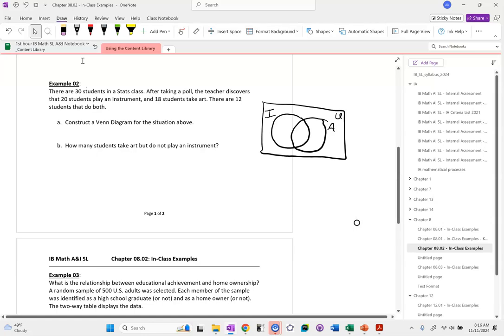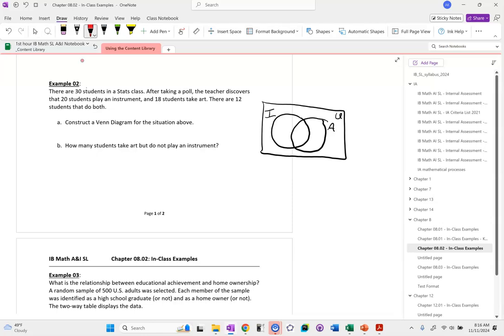Where do we start when we fill in a Venn diagram? The intersection, good. So 12 needs to go in there. So we've placed 12 in the intersection. It says 20 students play an instrument, so we need 8 more. And for art, it says 18 take art, but we've already placed 12, so put a 6 there.